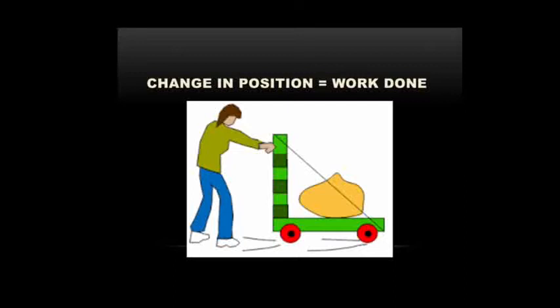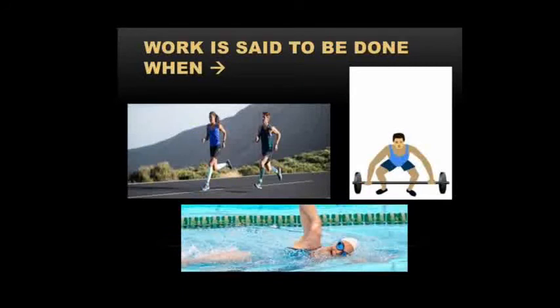Work is said to be done only when the applied force causes a change in the position of the objects in the direction of the applied force. So children, we apply force to do work. If we apply force to move an object, if the applied force does not move an object to a distance, it is said that the work is not done.